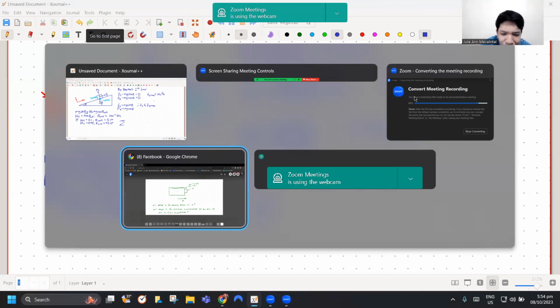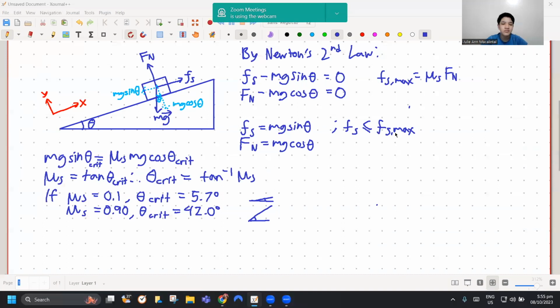Kapag, for example, anong mangyayari kapag yung angle ay 43 degrees, tapos sinubukan mo magparada ng kotse? Yung 0.90 kasi, yan yung coefficient of static friction between rubber, yung mga gulong. Ano mangyayari kapag greater than 42 degrees yung angle? Mag-start, the tires will start to roll.